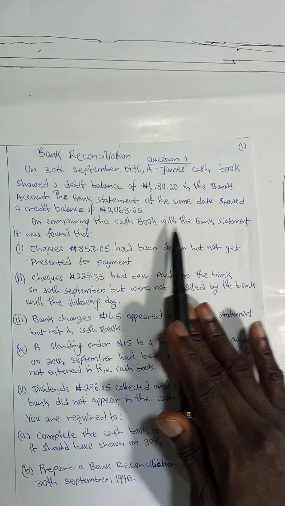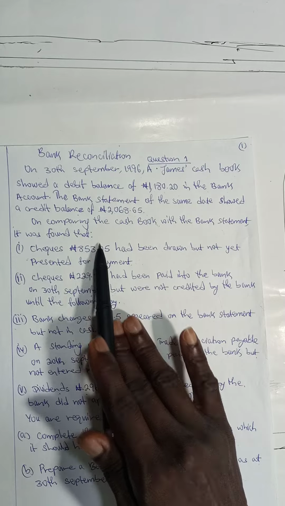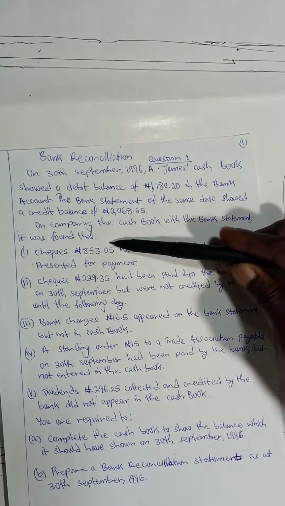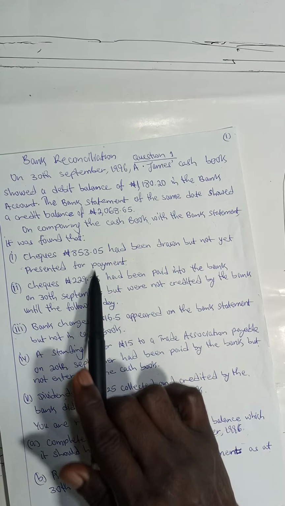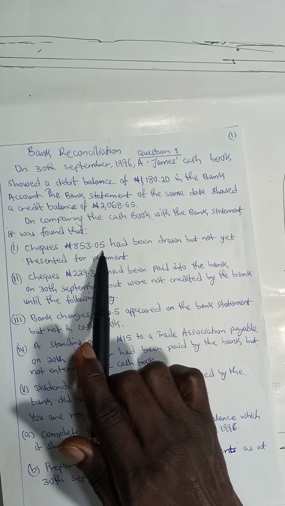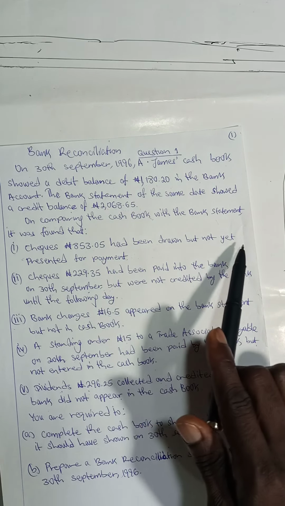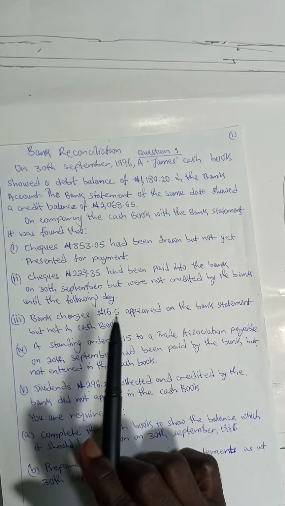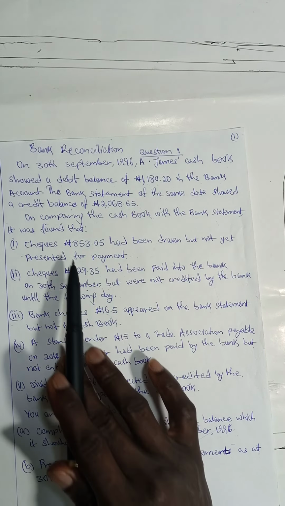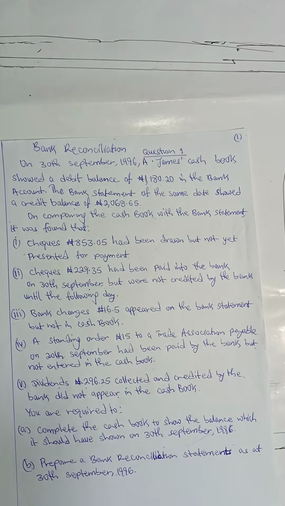On comparing the cash book with the bank statement, it was found that a check of 853 naira 5 kobo had been drawn but not yet presented for payment. This is an unpresented check, and as we learned in our previous class, that's an unpresented check.